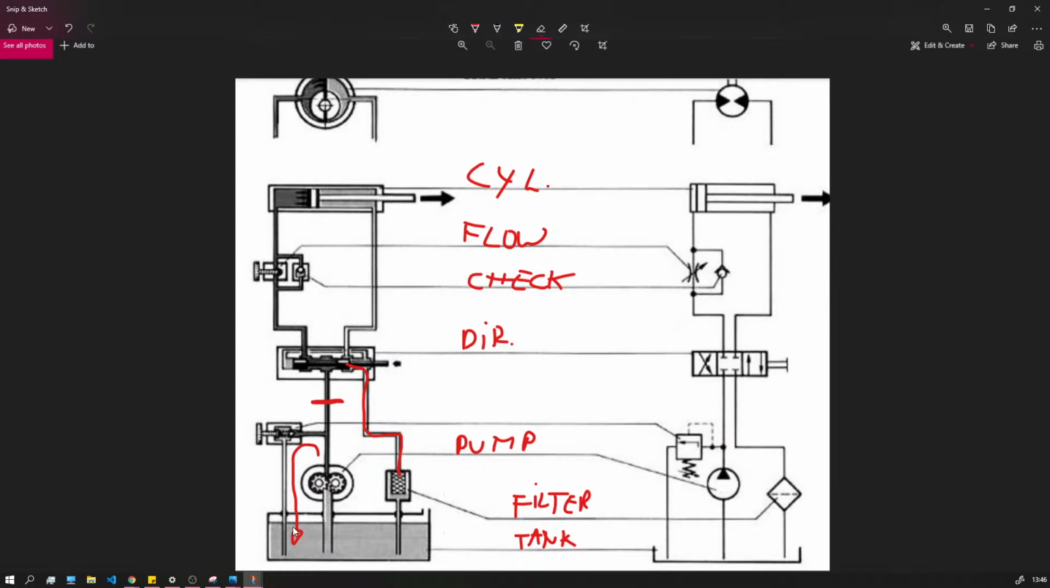So basically, if we have a hydraulic system that uses a pump whose power is, for example, 20 kilowatts, a 20 kilowatt pump, and the system is constantly in use, what happens with the oil? The oil heats up too.